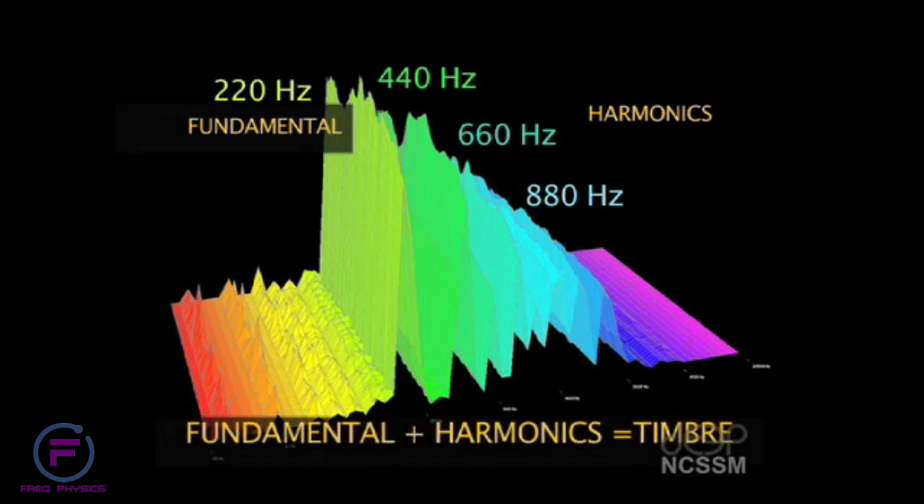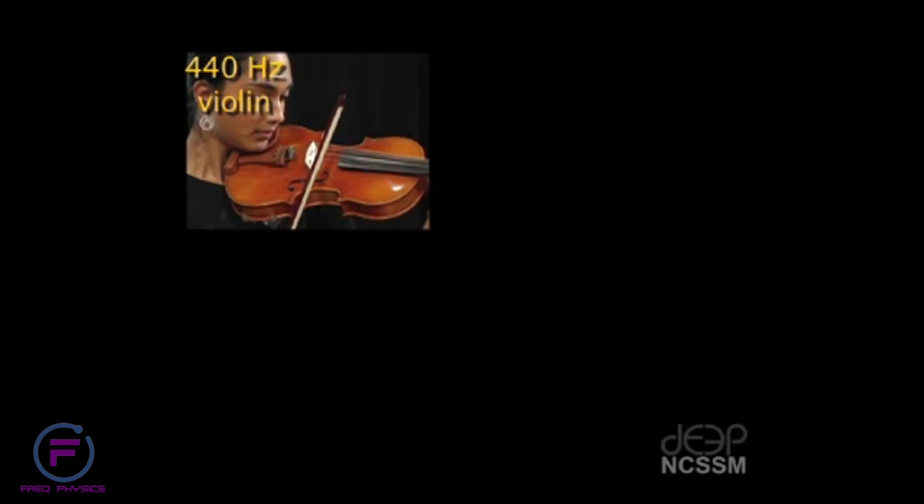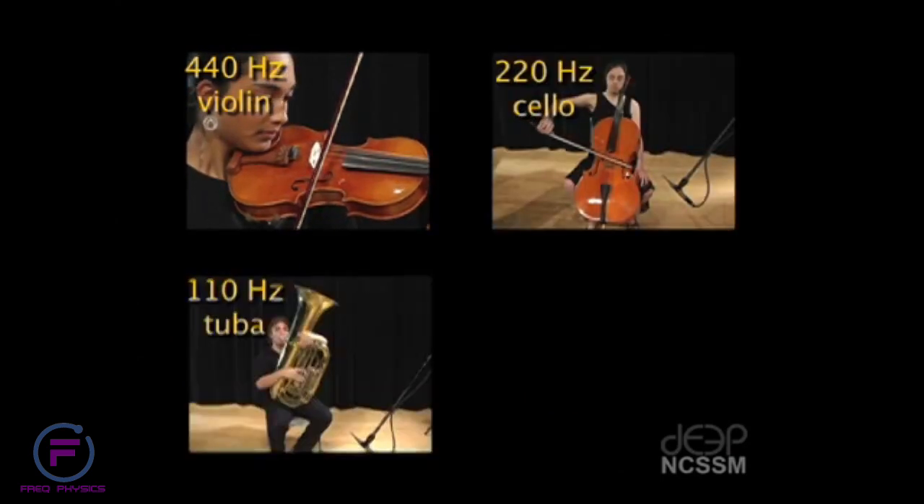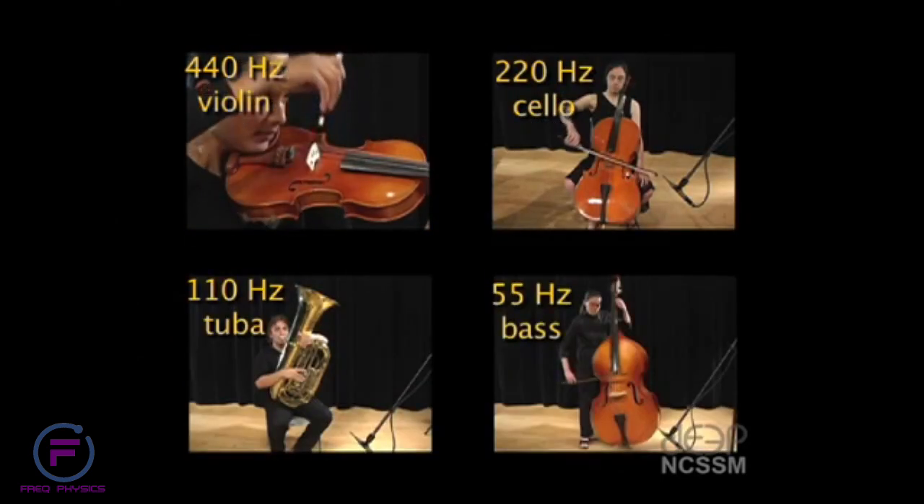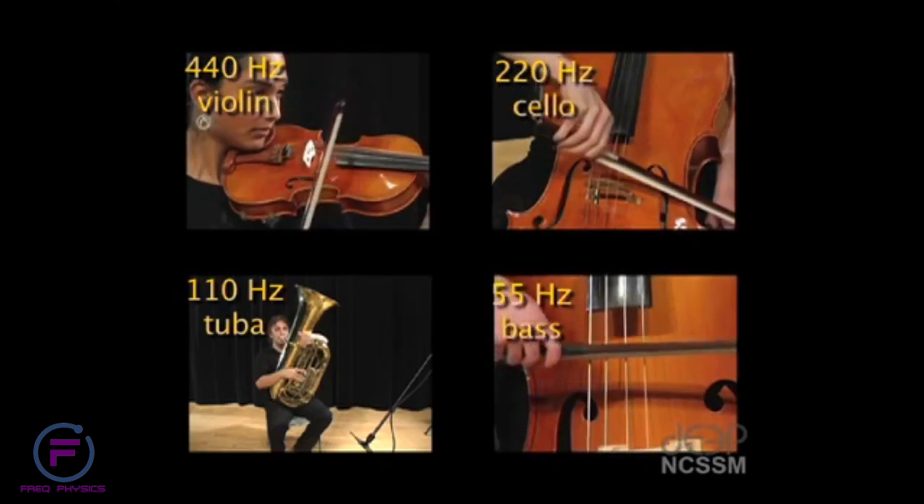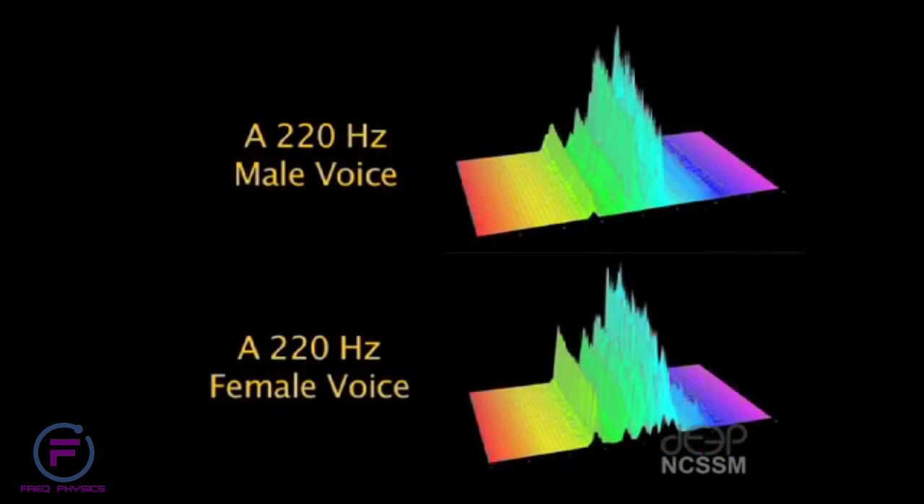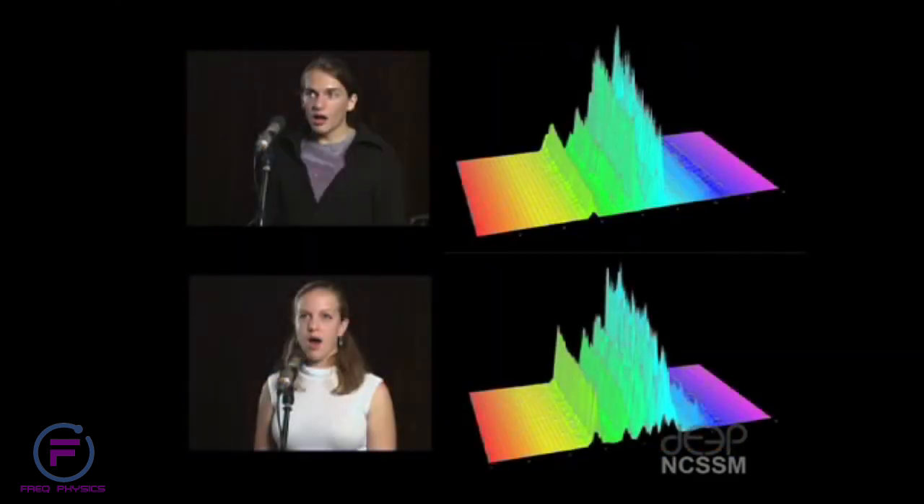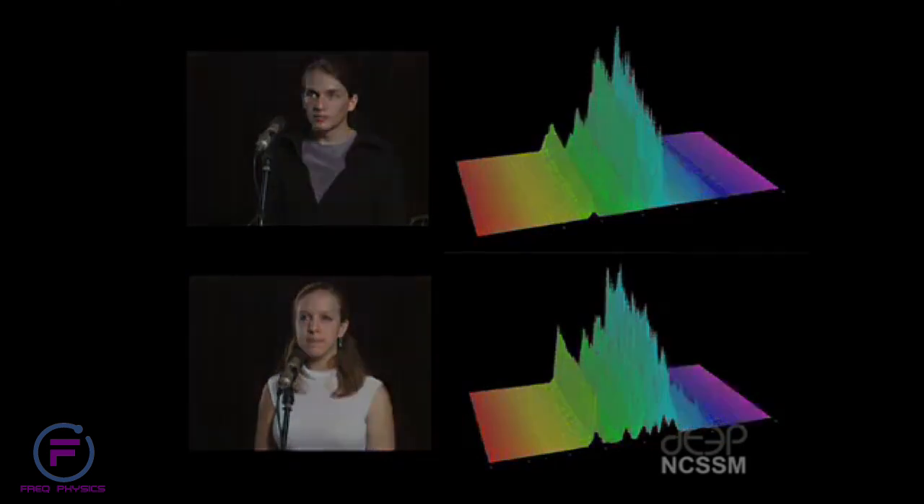timbre. As we look at a variety of waves generated by instruments and voices, we can see that the harmonics all come in a variety of amplitudes. These amplitudes are different in every instrument that we studied. In fact, every voice has a unique set of harmonics that work together to give it a unique quality.